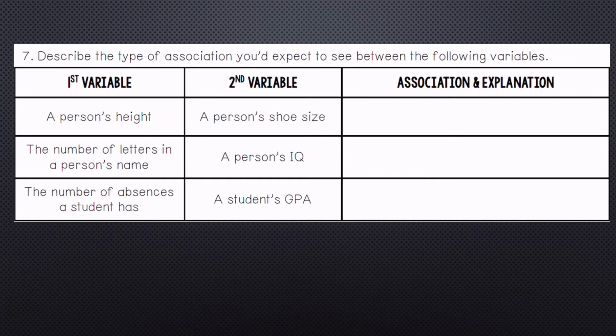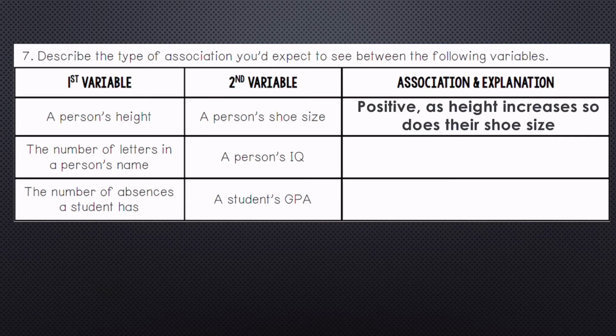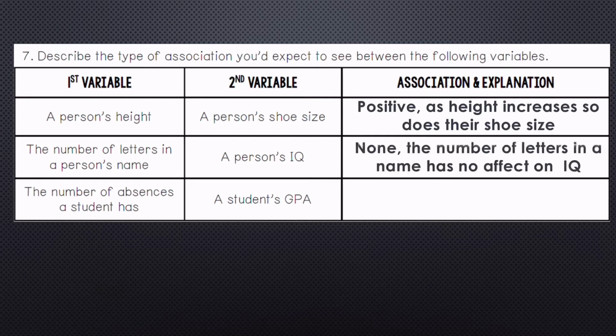So a person's height and a person's shoe size. Well, I would go with positive because for the most part, as you grow, your foot gets bigger, okay? Let's look at the next one. The number of letters in a person's name and their IQ. Right, you probably are sitting there saying, how does that relate to that? Well, if that kind of question pops in your brain, it's no association. There is no correlation there because the number of letters in your name has nothing to do with your IQ.